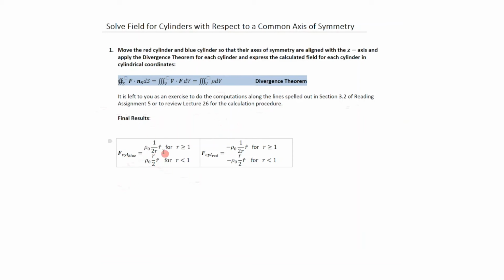This is in cylindrical coordinates for r greater than or equal to 1. It's going to be inversely proportional to the radius, and for r less than 1, it's proportional to the radius. So this is for the blue cylinder, and this would be for the red cylinder. Don't forget, in one case the charge density was positive, in the other case it was negative. Both cylinders have an axis of symmetry that's aligned with the z-axis. And now we have to move those two cylinders to their rightful place so that we capture the correct problem that we started with in the first place.